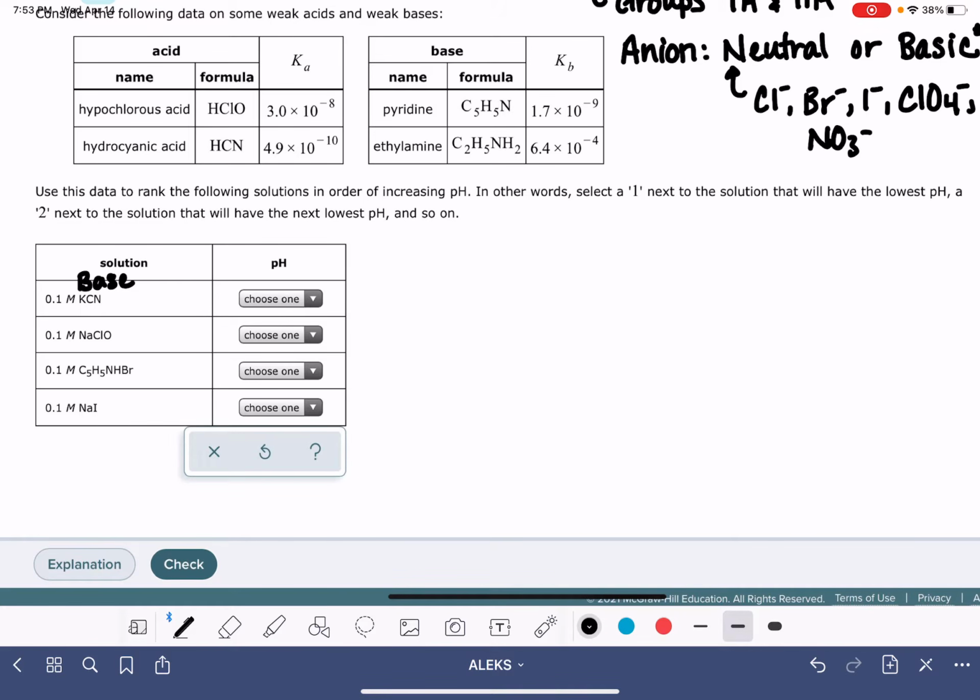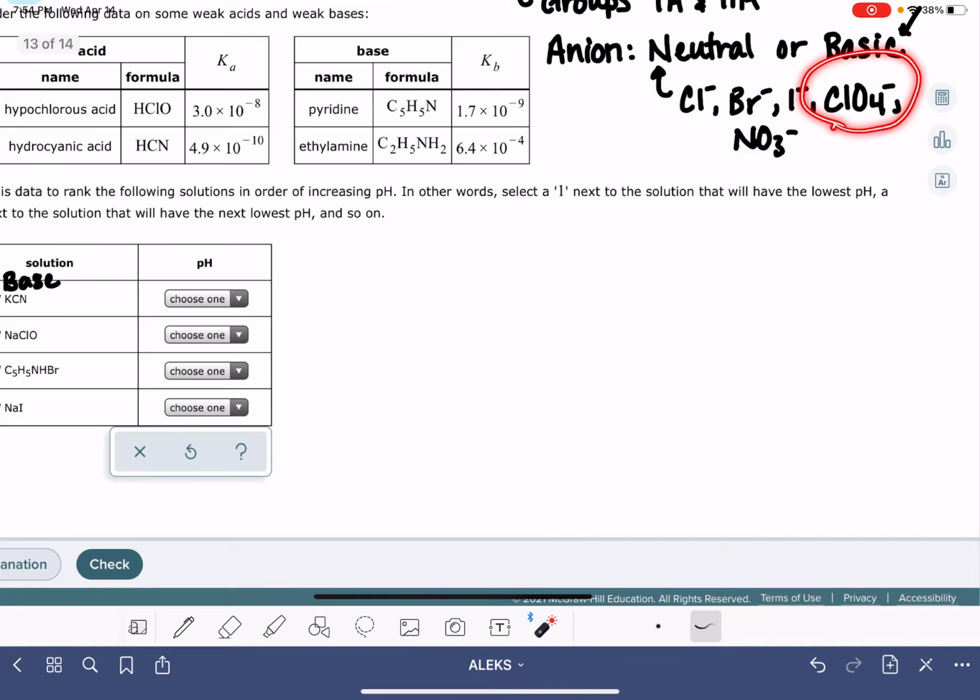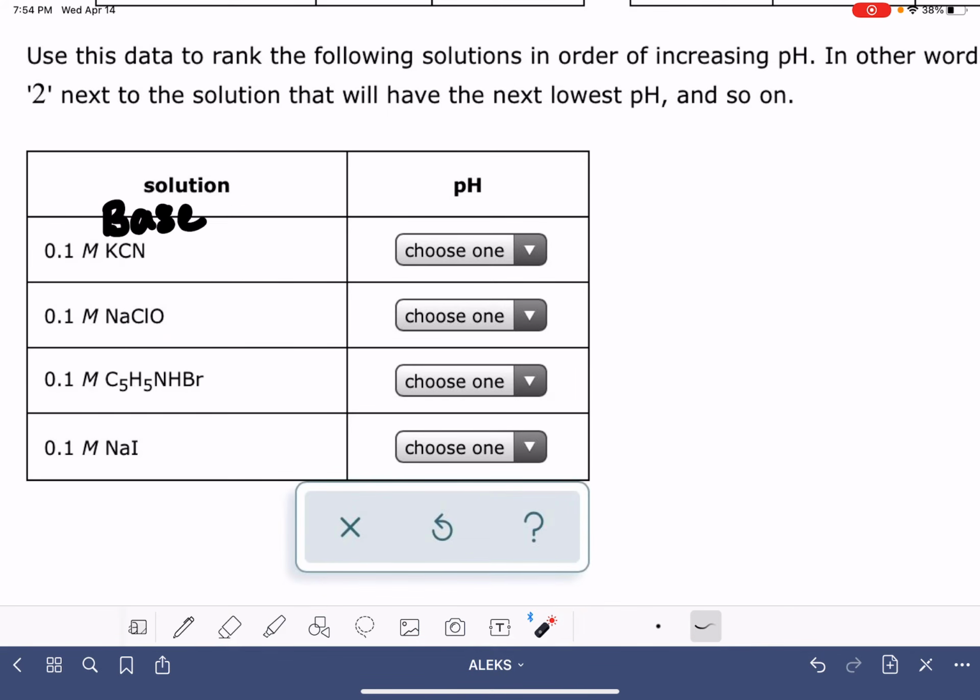It's going to have a high pH. This is going to help me a little bit with the ranking. Let's do the same thing down here. We have the sodium cation. That is one of our neutral cations. We have ClO-. Be careful, it's not ClO4-. So that means that this is not neutral. We have a neutral cation with a basic anion. So that means that this one is also going to be a base.